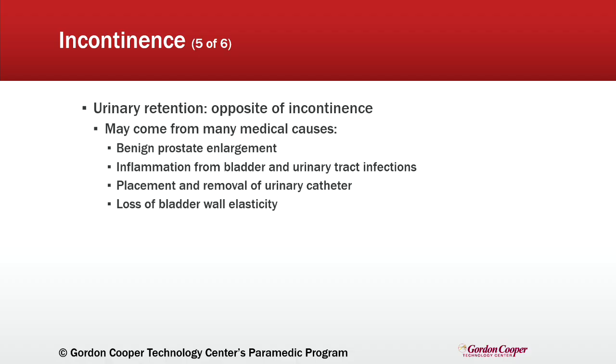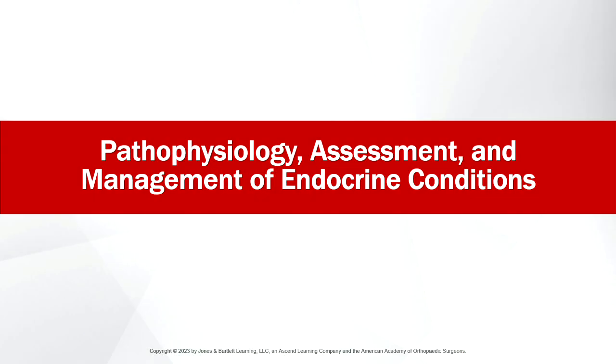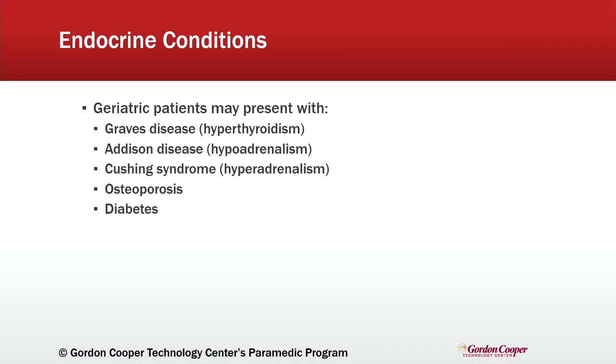Bladder and urinary tract infections can cause inflammation that leads to urinary retention. And pain from infection may cause patients to completely avoid trying to urinate. Urinary retention can occur after the placement or removal of a catheter. Loss of bladder wall elasticity can lead to small amounts of retained urine, increasing the risk of UTIs. Temporary urine retention may lead to pain, abdominal distension, or acute or chronic renal failure.